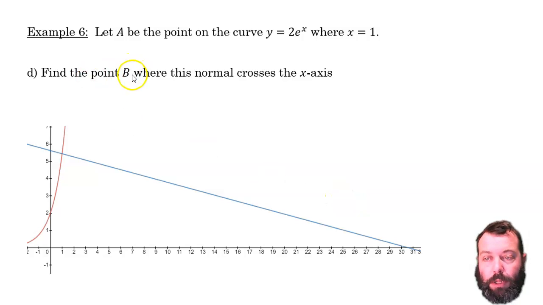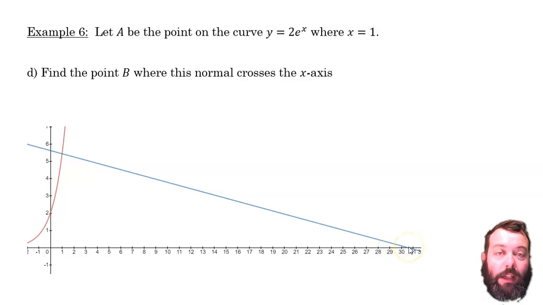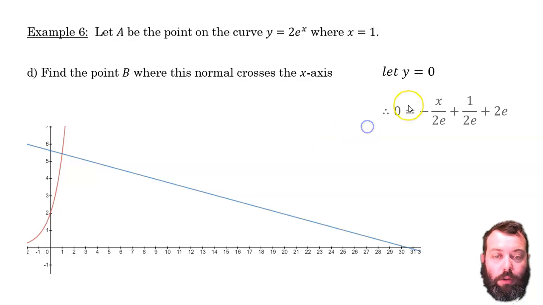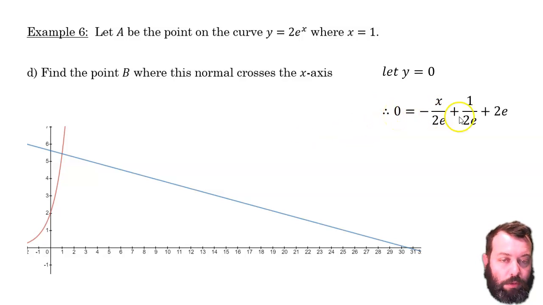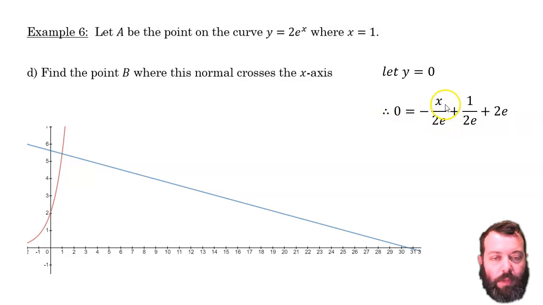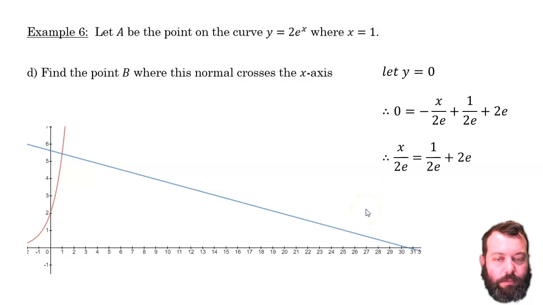Now, to find the point B, where that normal crosses the x-axis, so this was point A here, B is going to be here, on the x-axis. To find the x-intercept, we let y equal 0. So, my function was y equals this, so now I'm going to let that equal 0. Now I'm going to add the x over 2e to both sides, gives me this equation. I'm going to multiply both sides by 2e, so x over 2e times 2e is just x. 1 over 2e times 2e is 1, and 2e times 2e is 4e squared. So x equals 1 plus 4e squared.